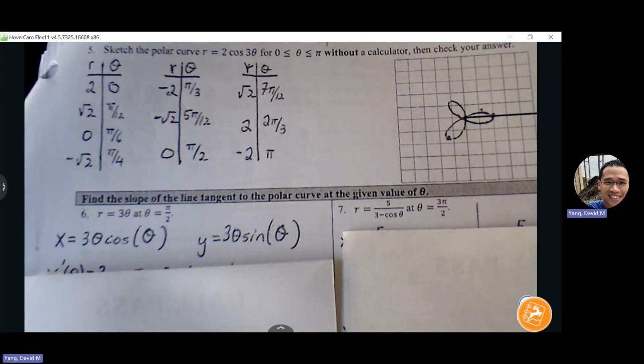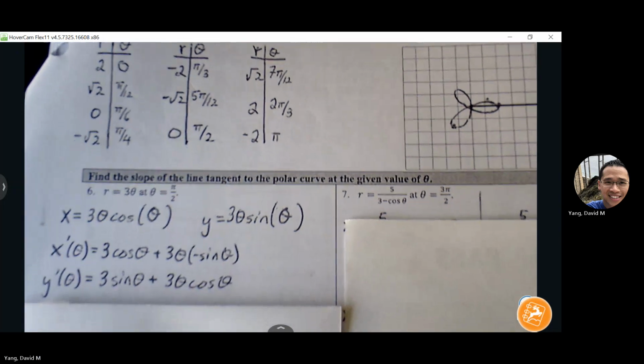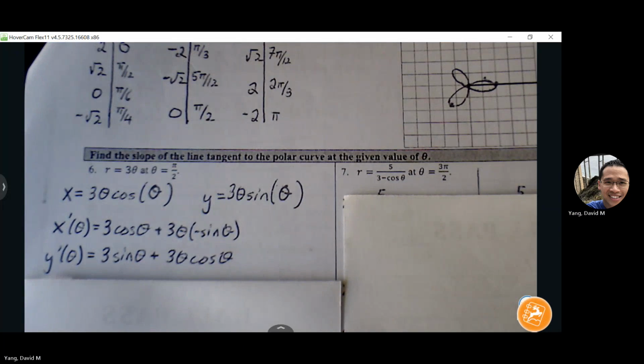So let's build x and y first. X is r cosine theta, y is r sine theta. We have r in terms of theta. We make those substitutions. We have to go through product rule to build our y prime and x prime. Once we find the derivatives, plug pi over 2 in, and then we can do y prime of pi over 2 divided by x prime of pi over 2, and that is our slope at pi over 2. The product rule for both sets.